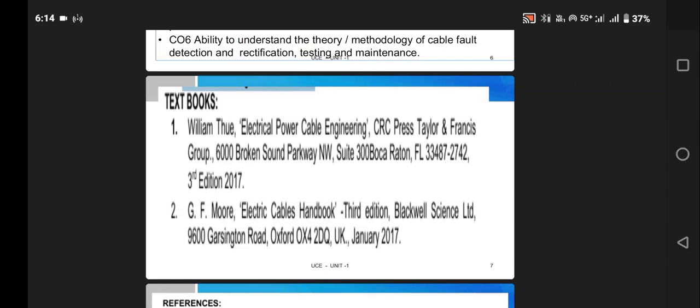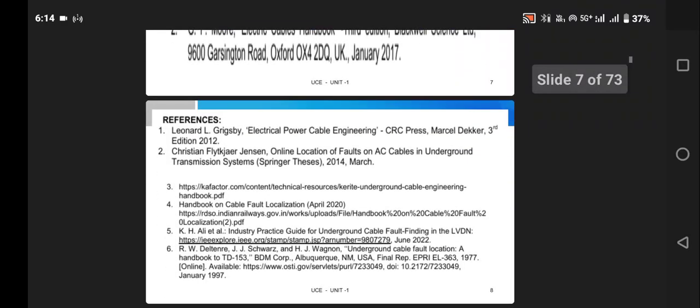The textbooks to follow are Electrical Power Cables, and the second one is GFO. Several references are also there. These are listed here.